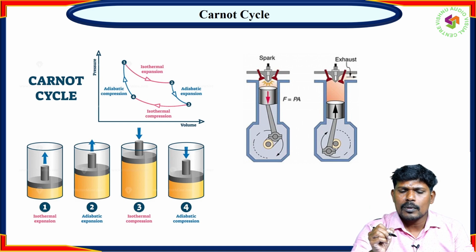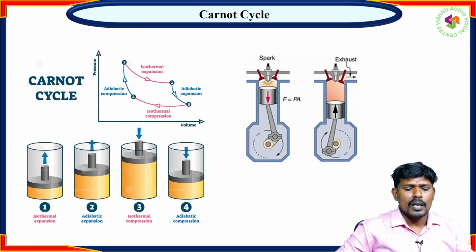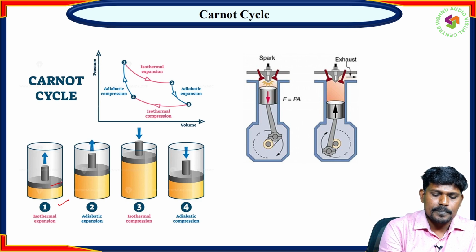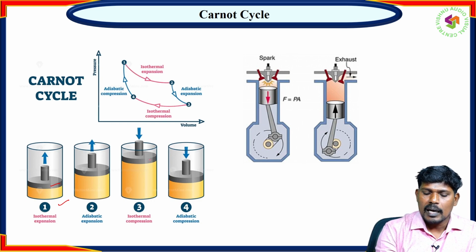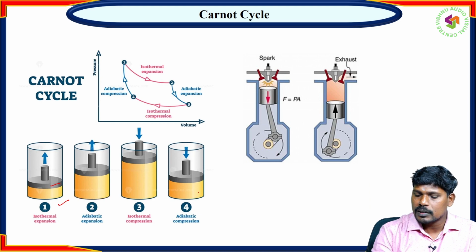So what this Carnot cycle says: when a heat engine runs based on this cycle, you will get the maximum efficiency from that heat engine. For example, here we see a cylinder and a piston. Initially, isothermal expansion from this initial condition. It is moving up, isothermal expansion. Next, after that, adiabatic expansion, further moving up. After that, isothermal compression, meaning compression at constant temperature, and then adiabatic compression with no heat loss.